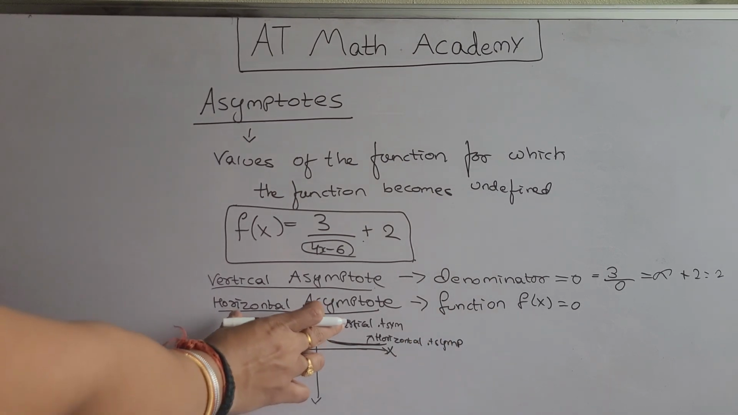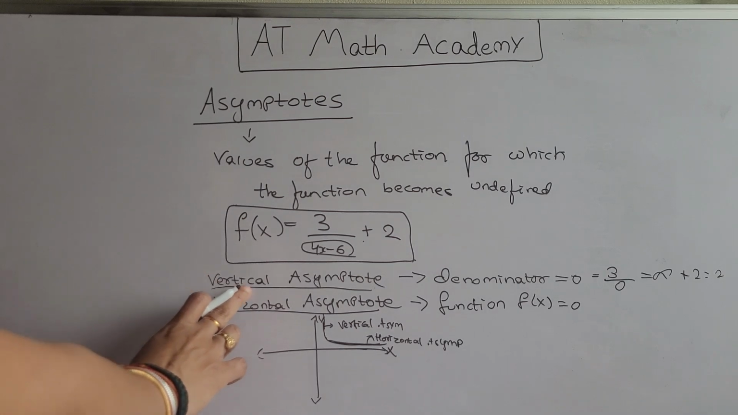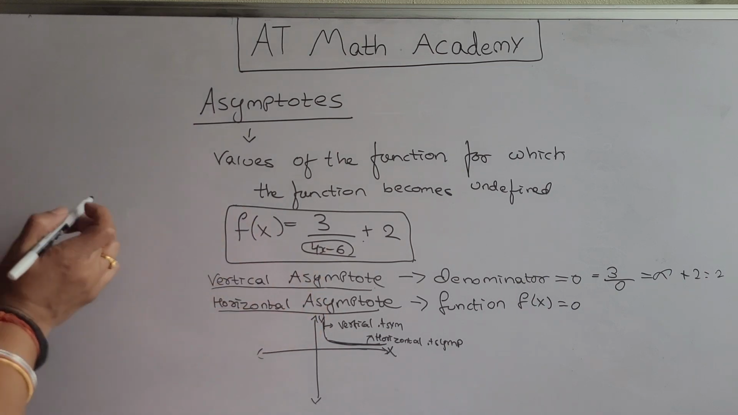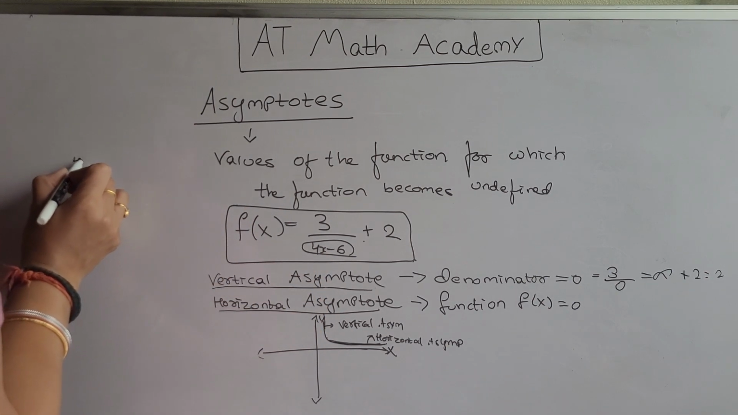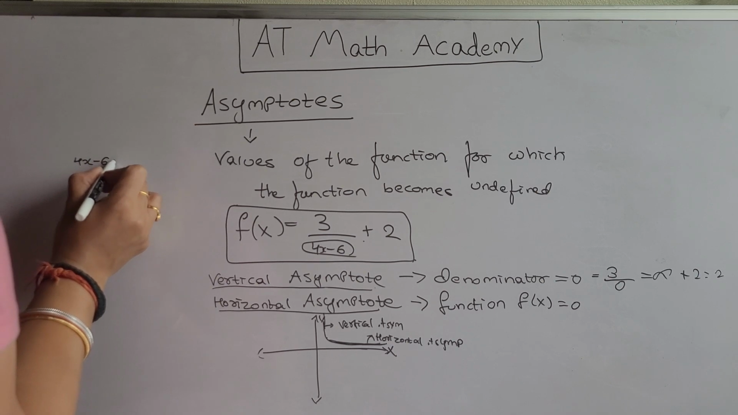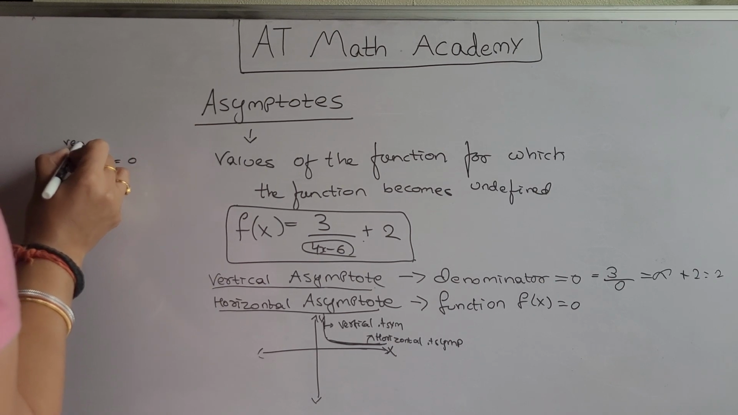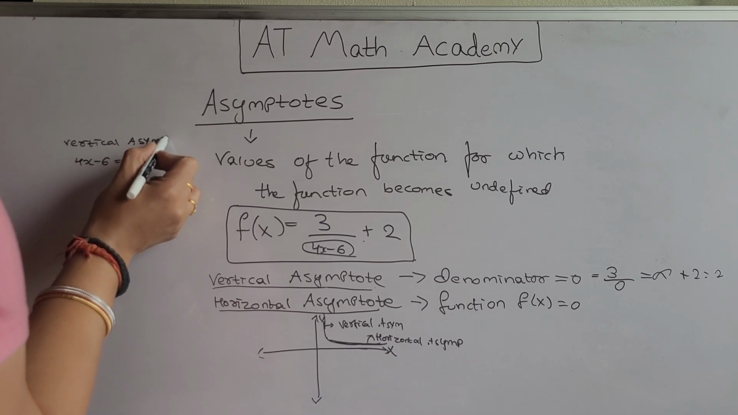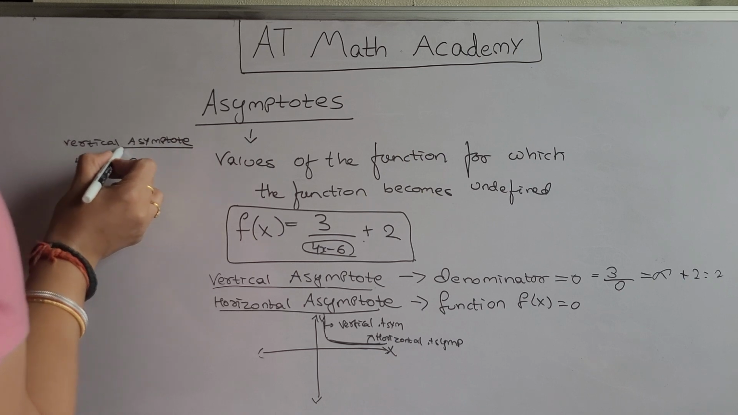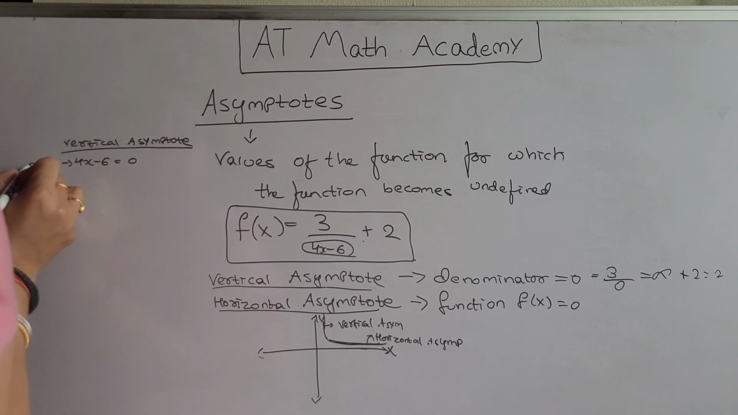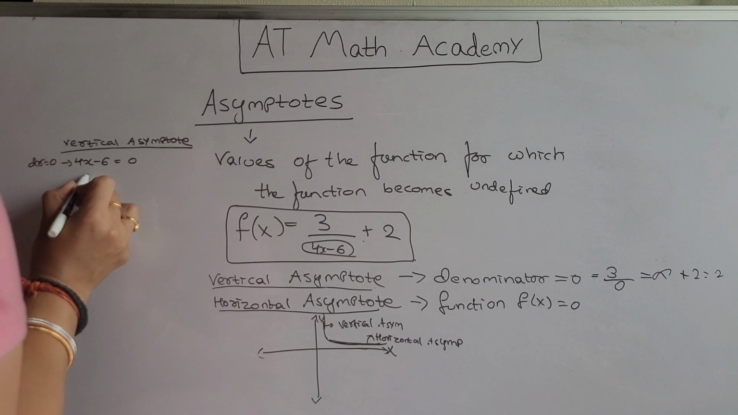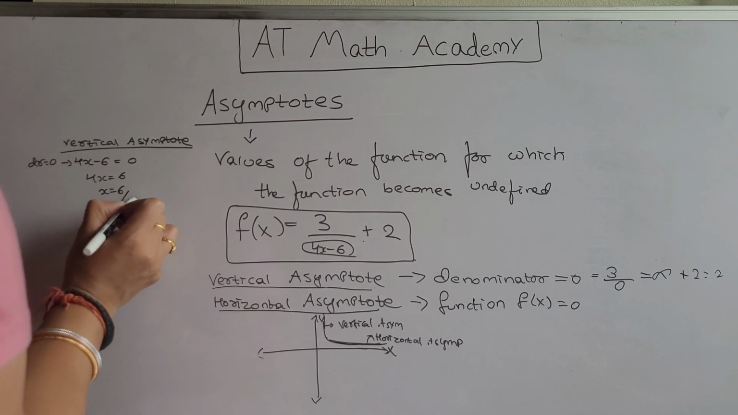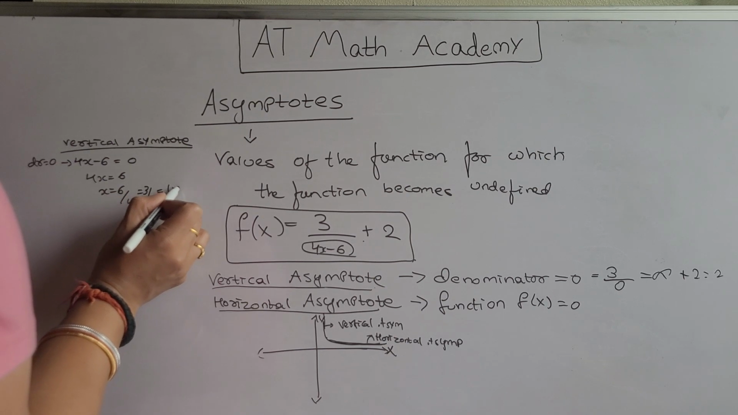So now let's find the values for this. In order to find the vertical asymptote, we make the denominator equal to 0. So the denominator for this function is 4x minus 6 equal to 0. This is for the vertical asymptote. So 4x minus 6 equal to 0, 4x equal to 6, x is equal to 6 by 4, which is 3 by 2, which is 1.5.